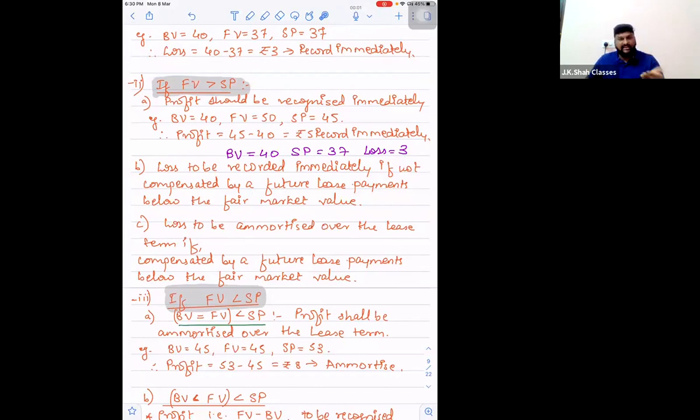So loss can either be amortized or can be recorded immediately. That completely depends upon the fair market value of other similar lease rents. So if you are paying greater than the fair market value of the lease, record loss immediately. But if you are paying less than the fair market value of the lease, you amortize.